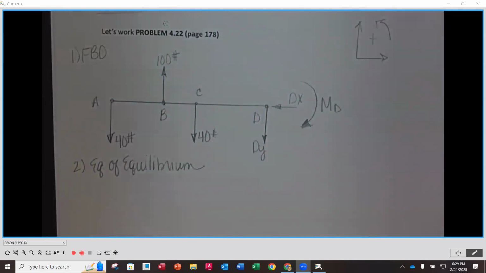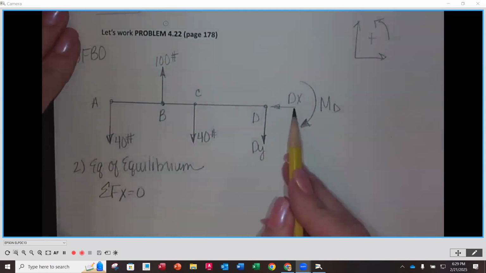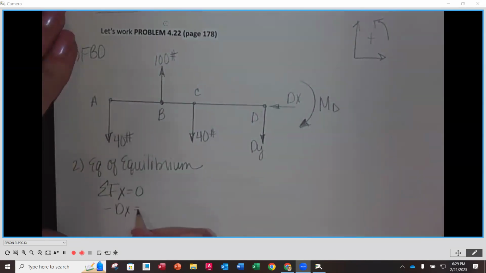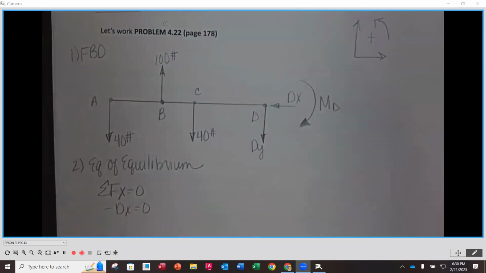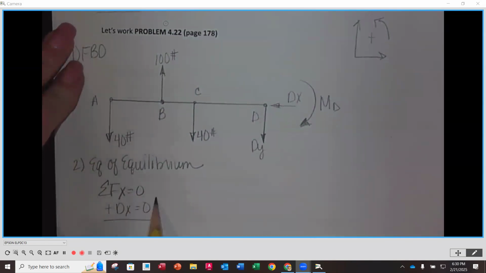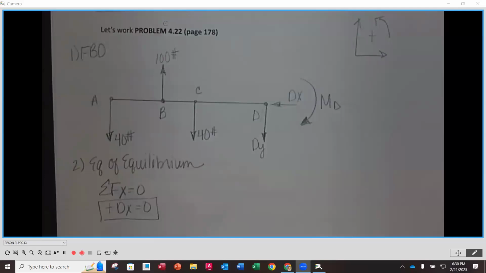So might as well do some of the forces in the X right away. Sum of the forces in the X equals 0. I identified my dx going to the left, so I have a negative dx is equal to 0. 0 is 0, so there's really no supporting there. So I'm just going to call it positive, and my dx is 0. You don't have to switch the direction there because again, it's 0. Whether it goes left or right, it's still 0.